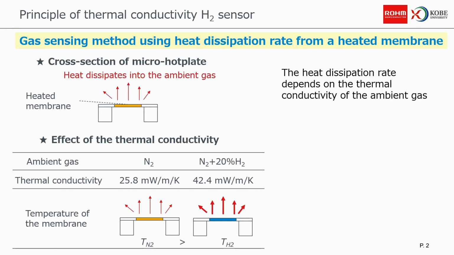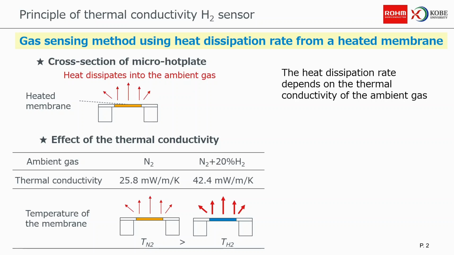This slide shows the principle of thermal conductivity hydrogen sensor. Thermal conductivity gas sensing method is gas sensing method using heat dissipation rate from a heated membrane. This illustration shows the cross-section of micro-hot plate. When the membrane is electrically heated, heat dissipates into the ambient gas. The heat dissipation rate depends on the thermal conductivity of the ambient gas.